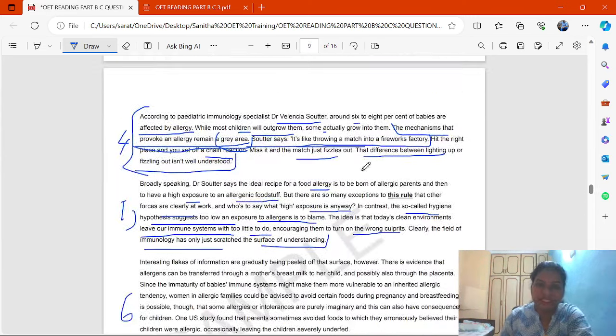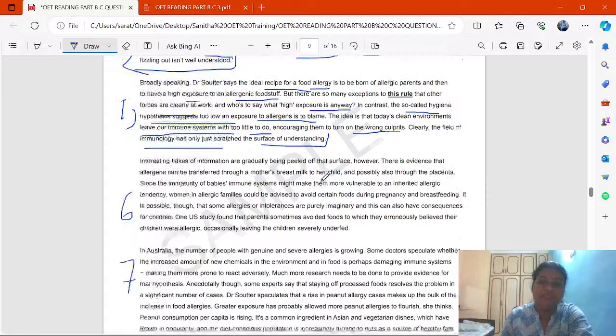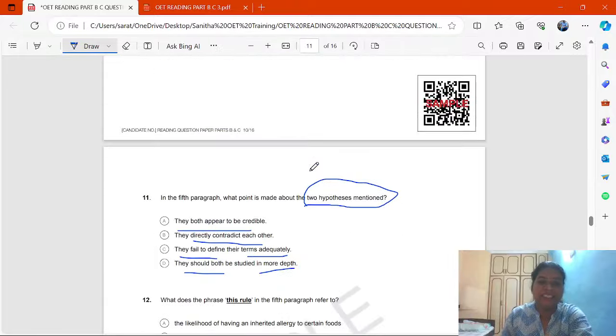One hypothesis says that if your parents have an allergy to any foodstuff, you will also get it. The second says that in a clean environment, where allergens are not present, there is a chance of getting allergies. These two hypotheses contradict each other, so we can directly choose option B.